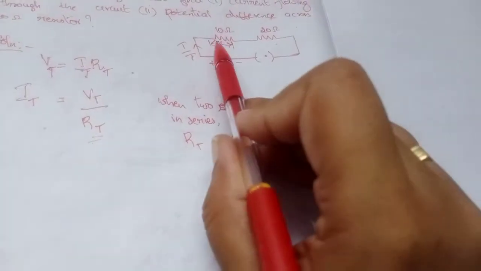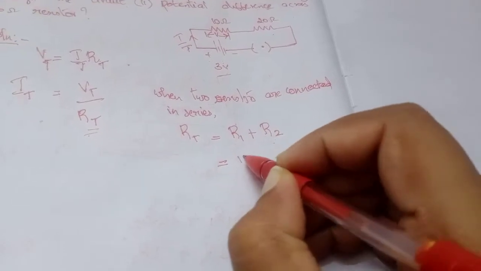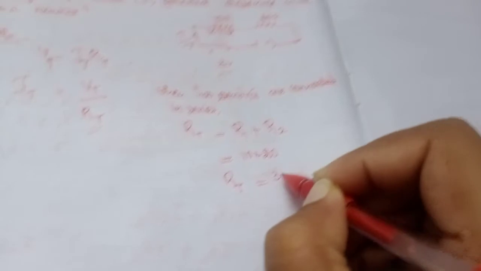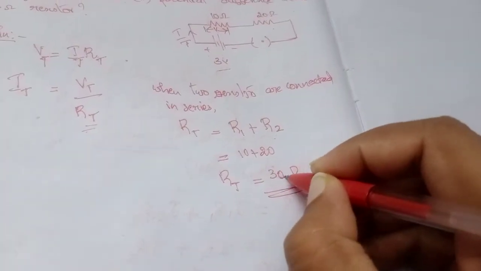What are the values of resistance we have? One is 10 ohm and the other one is 20 ohm. So add both, 10 plus 20. So total resistance RT is equal to 30 ohm. So we found out the value for RT.